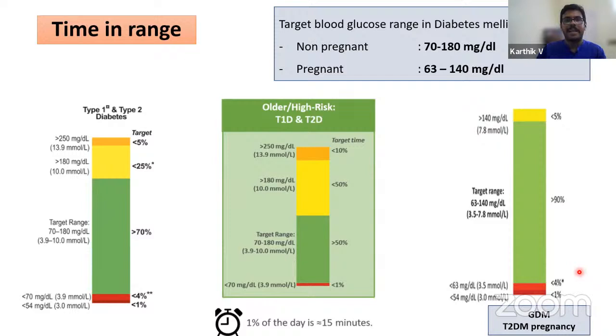So this time in range is actually the fourth metric, the fourth thing where you will have to satisfy the glycemic target. Okay, 70% for an average patient, 50% for elderly, and more than 90% for gestational diabetes mellitus.